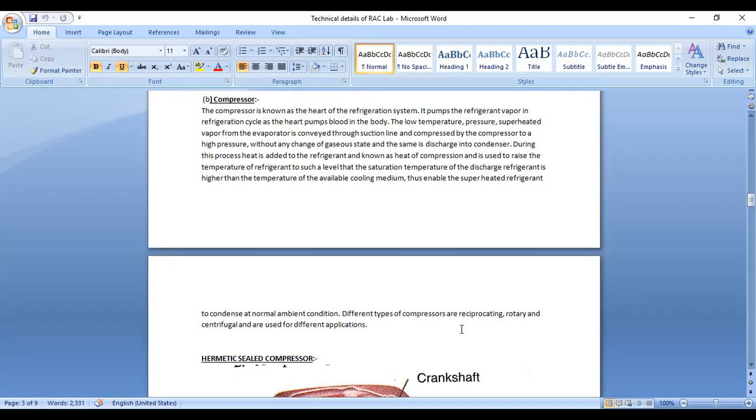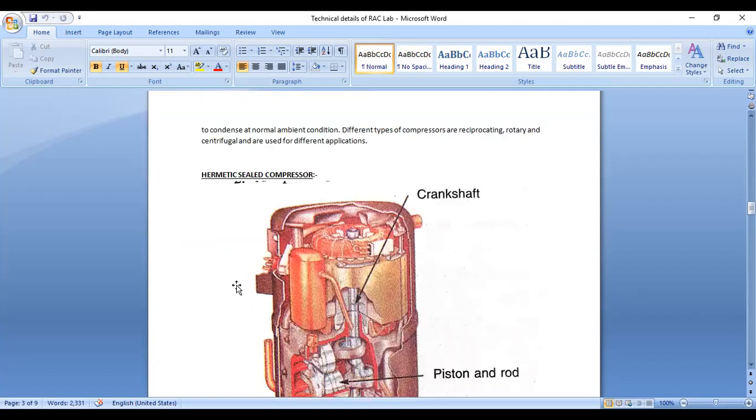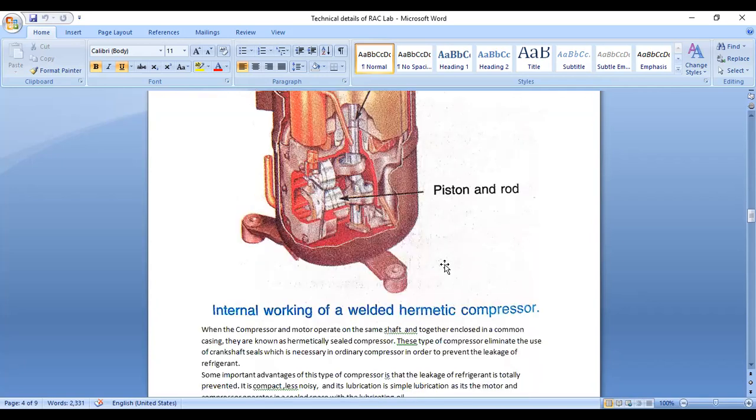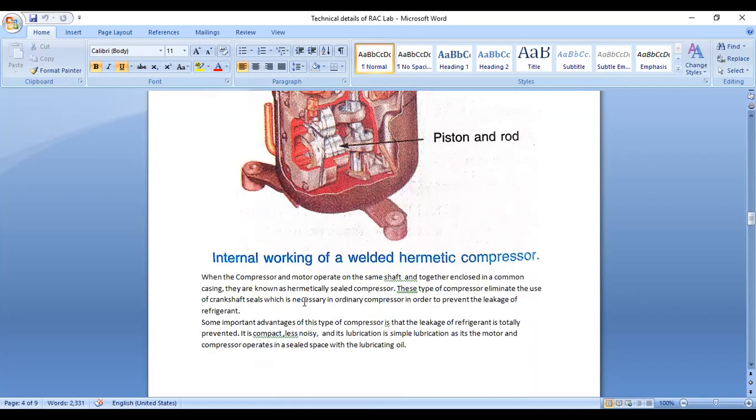Different types of compressors are reciprocating, rotary, and centrifugal. We use here a hermetically sealed compressor, which is shown here in red. When the compressor and motor operate on the same shaft and are together enclosed in a common casing, they are known as a hermetically sealed compressor. So what is happening here?